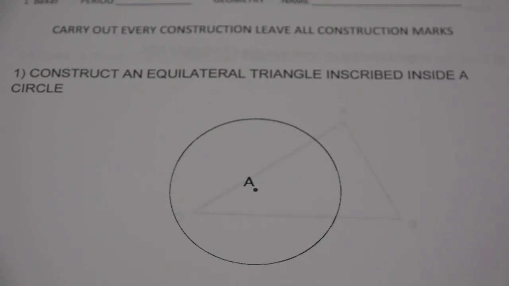Okay, so this is going to be your construction activity, and this is the last time I'm going to carry out these constructions for you, because you just need to revisit lesson 1A, B, C, D, and E in order to learn how to do these constructions. So, for the first one, construct an equilateral triangle inscribed inside a circle.